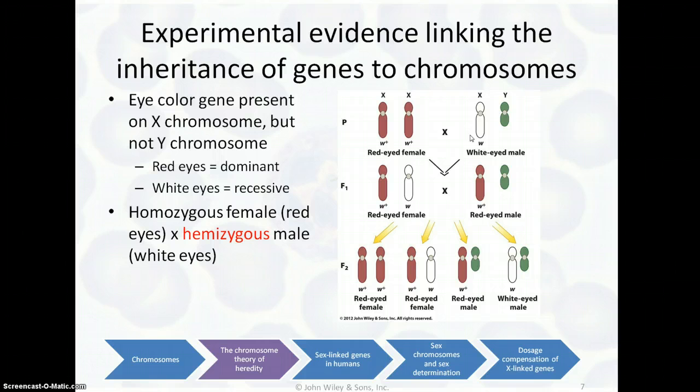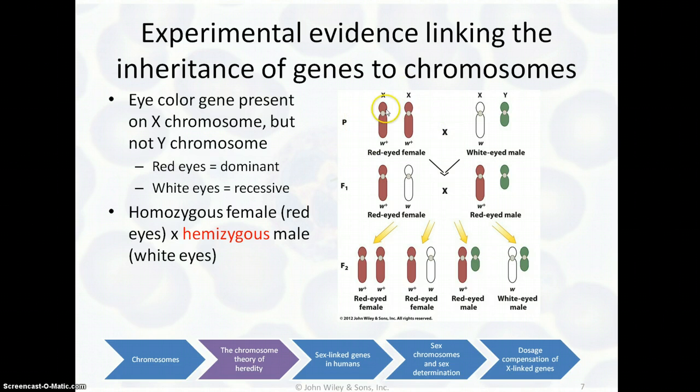Now we can easily predict what's going to happen in this cross, because what we want to do is observe the eye color allele and see if it behaves as chromosomes do. As I said, it's easy to predict what we're going to get based on the gender simply by looking at this cross here.